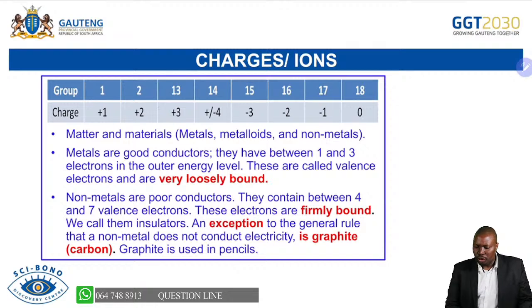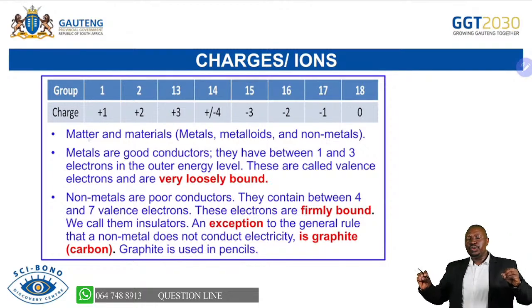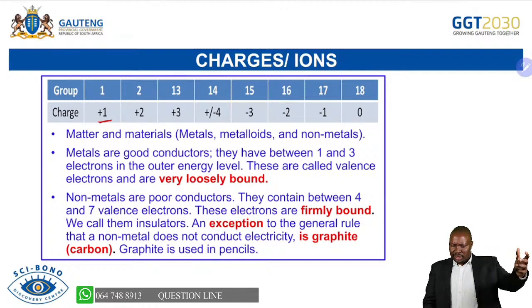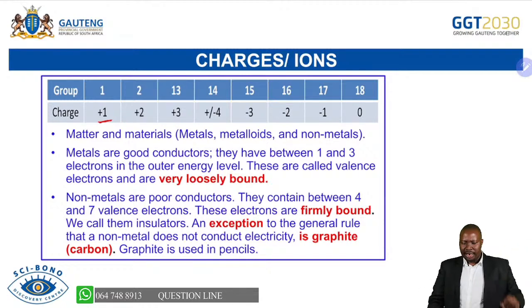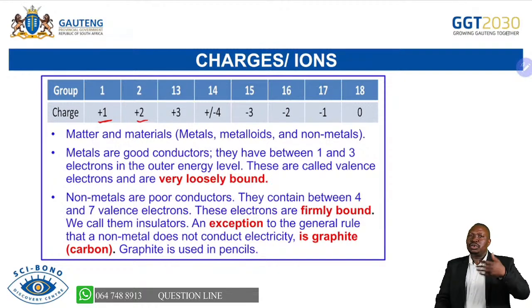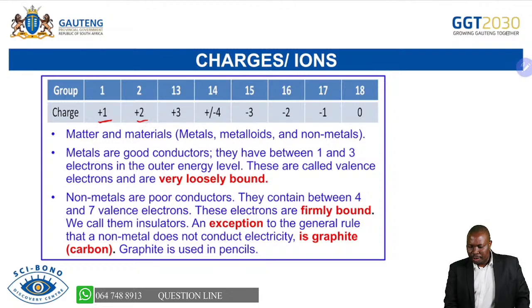So you can see that group 1 elements, they are metals. Metals are more likely to lose electrons. So hence group 1 elements form positive 1, which means they can lose 1 electron. They are more likely to lose 1 electron. Group 2, positive 2, which means they can lose 2. Remember, we said when you lose electrons, you have more protons, which means more positive charges. Then when you lose 2 electrons, you'll have positive 2.